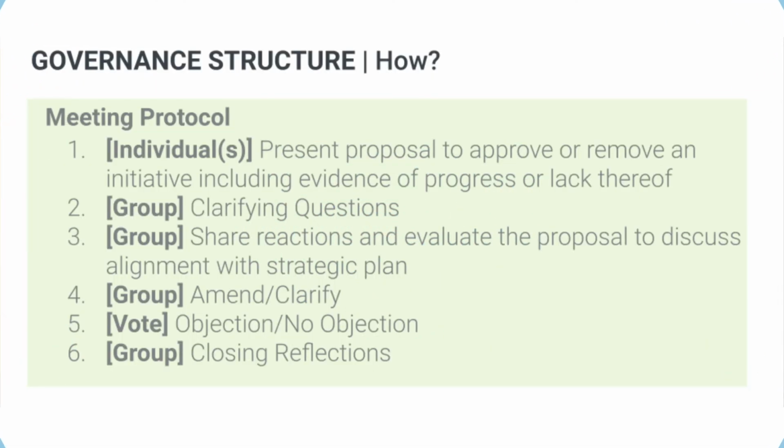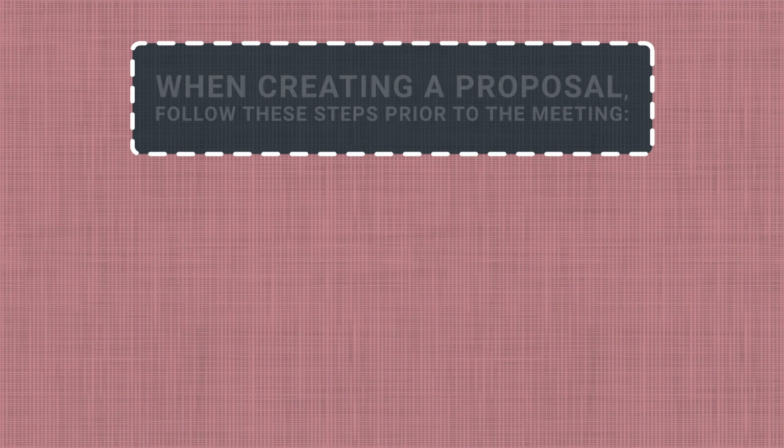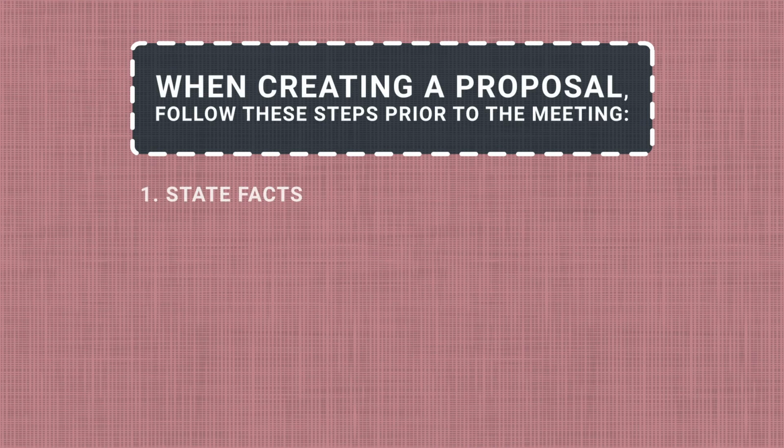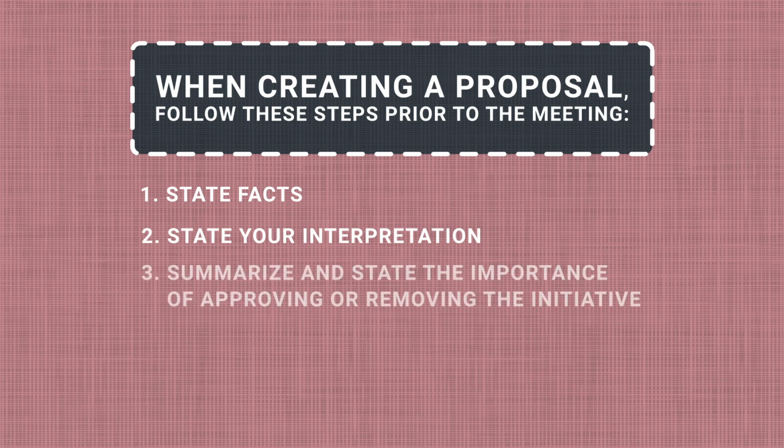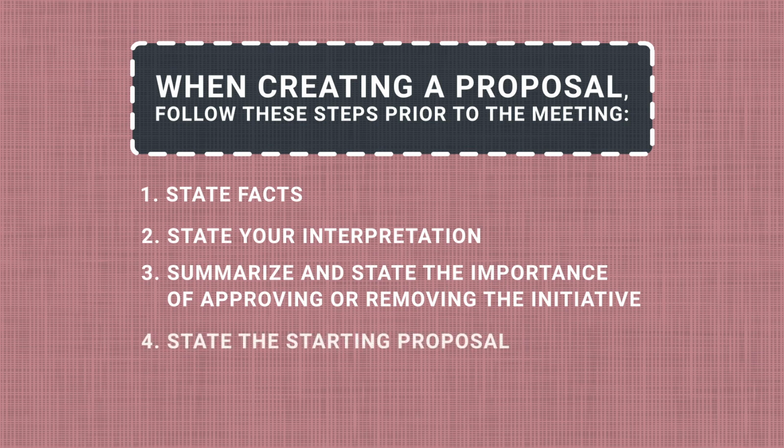This governance structure that we're about to share with you will show you how to present a proposal and structure it in a way that allows voice to be involved, and along with that, decisions to be made. Number 1, state facts. 2, state your interpretation. 3, summarize and state the importance of approving or removing the initiative for this instance. Fourth, start by sharing the proposal. And lastly, invite others to provide the feedback that you're looking to seek more information from.